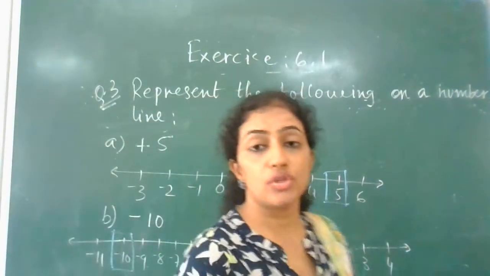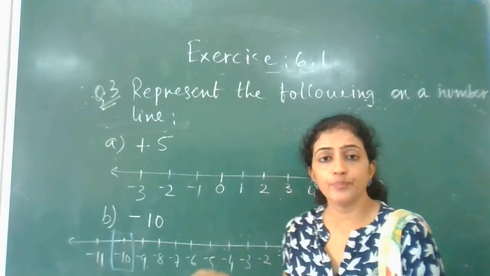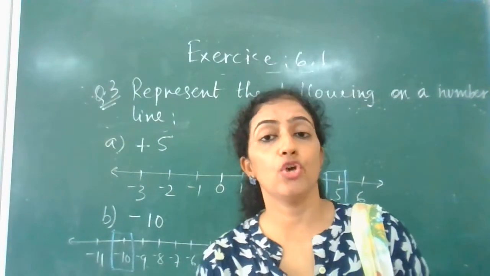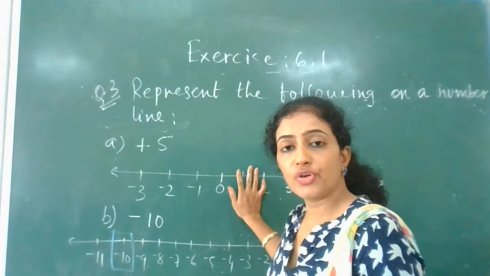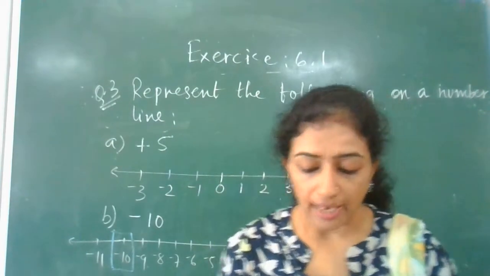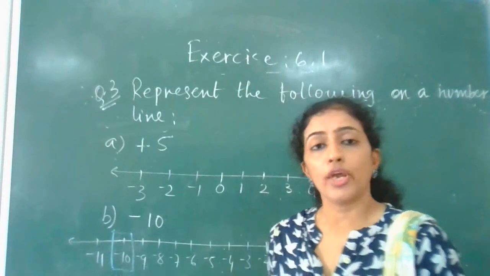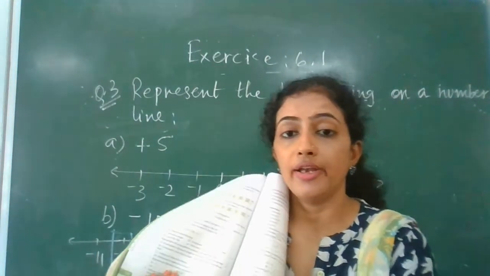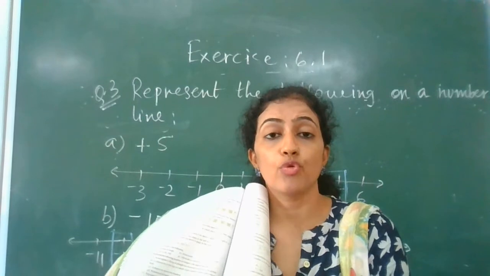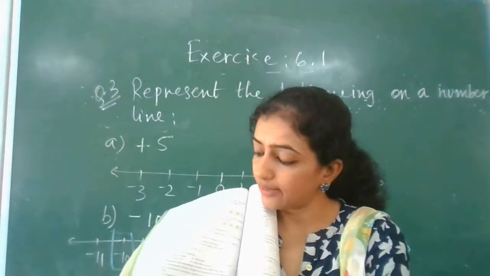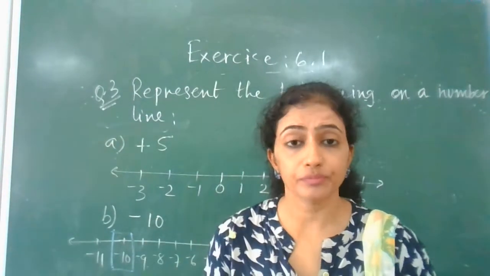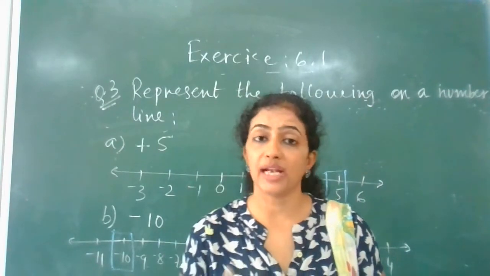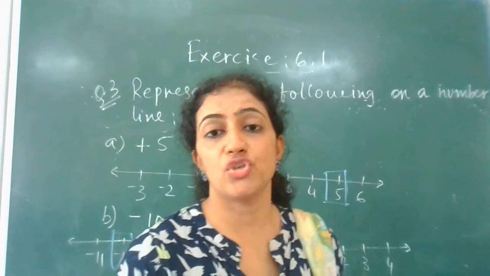So here in question 3, I have shown you A and B. C, D, E, you have to do on your own in your classwork. After question 3, you have to do question 4 in your classwork. In question 4, you are given a number line which you have to draw in your classwork, and then answer it in your classwork. Question 5 in the textbook. Now we are starting question 6.